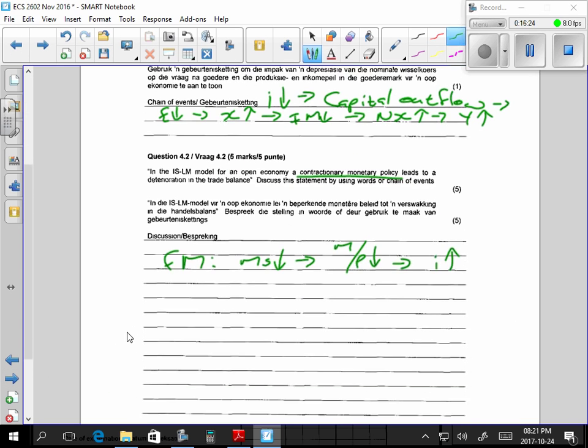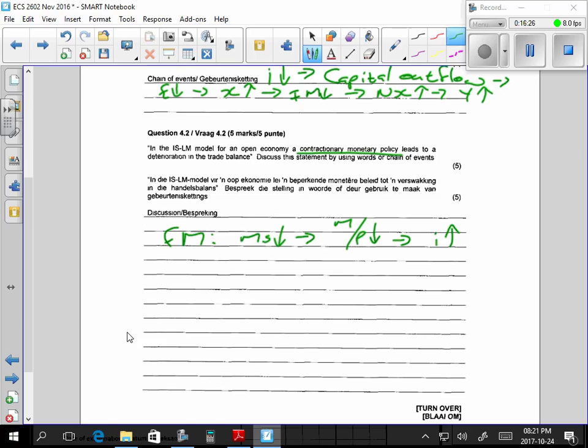In order to do that, we switch over to our goods market. In our goods market, increasing interest rate decreases investment spending, decreases the demand for goods and services, output of goods and services, consumption, and further output and income.